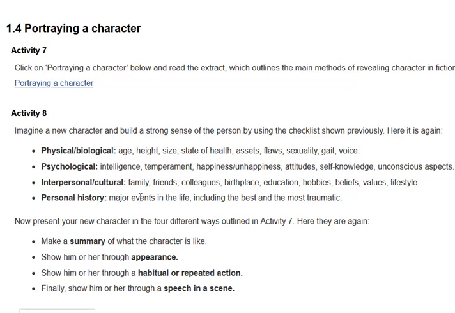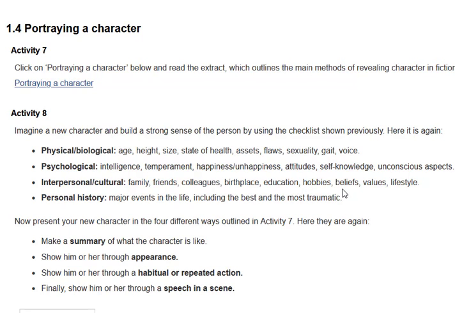Interpersonal or cultural. Is he a loner? Does he have a lot of friends? Do people like him or dislike him? Is he popular or unpopular? Where was he born? Is he the oldest or the youngest, the middle child of his family? Did he go to college? Did he finish school? Did he not finish school? Hobbies. What does he like to do for a living? Is he a lawyer, a doctor? Is he a janitor? Is he a teacher? Does he like teaching?